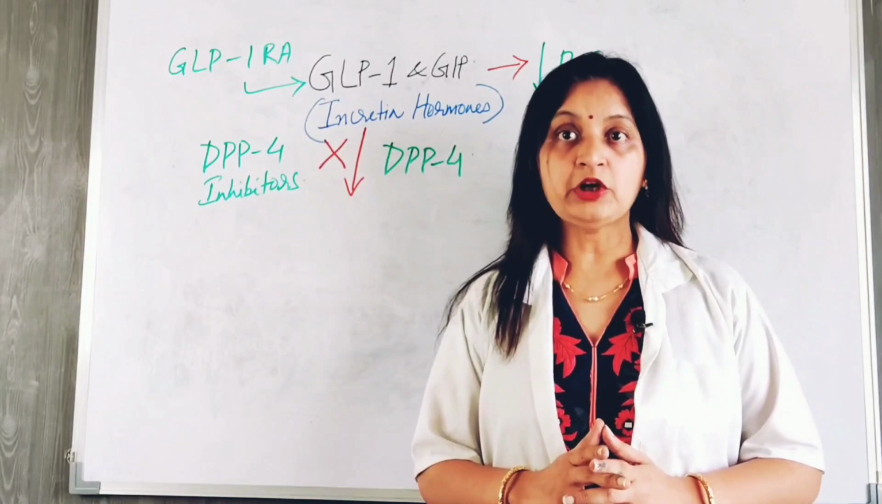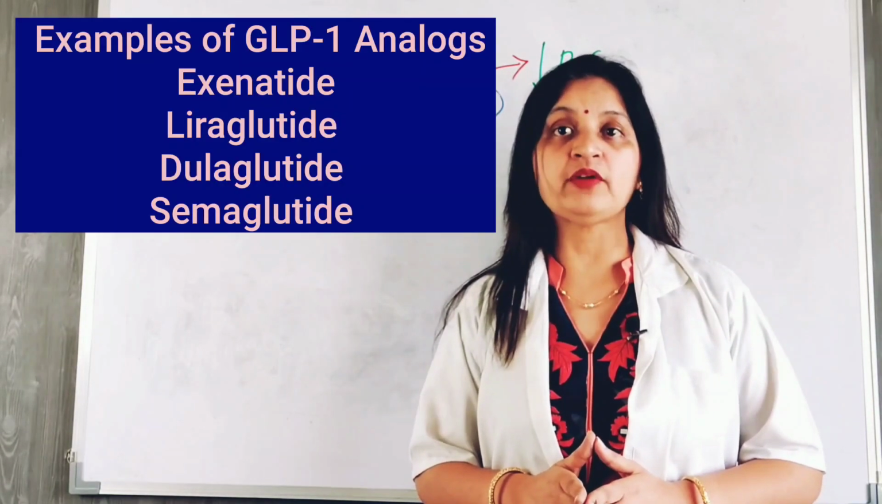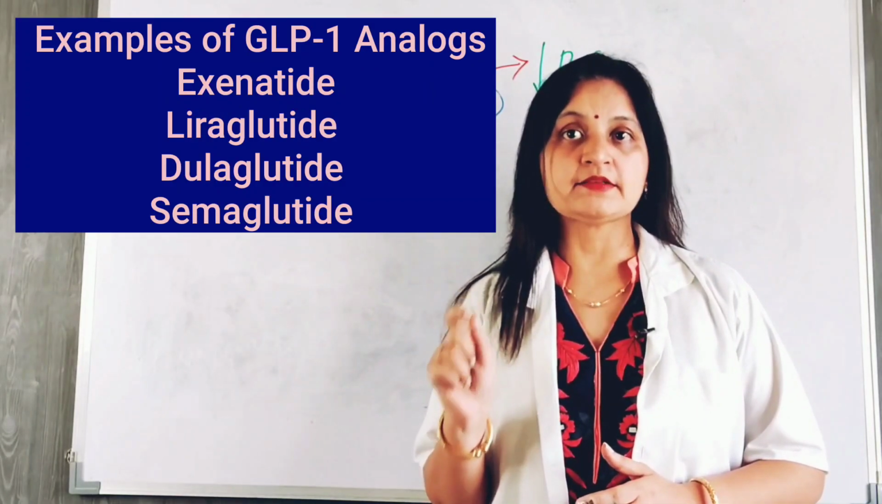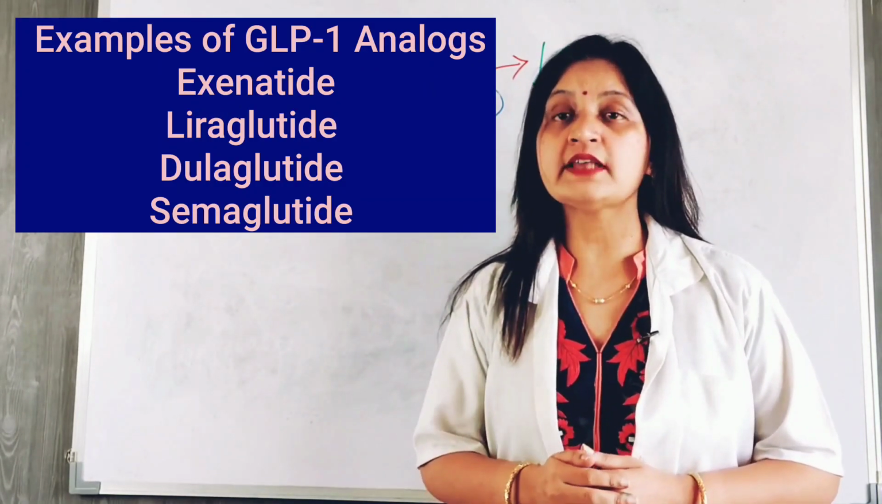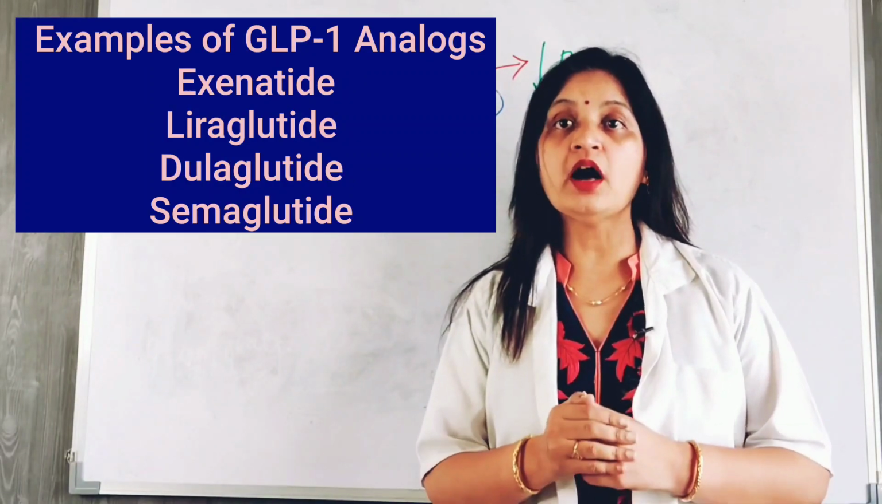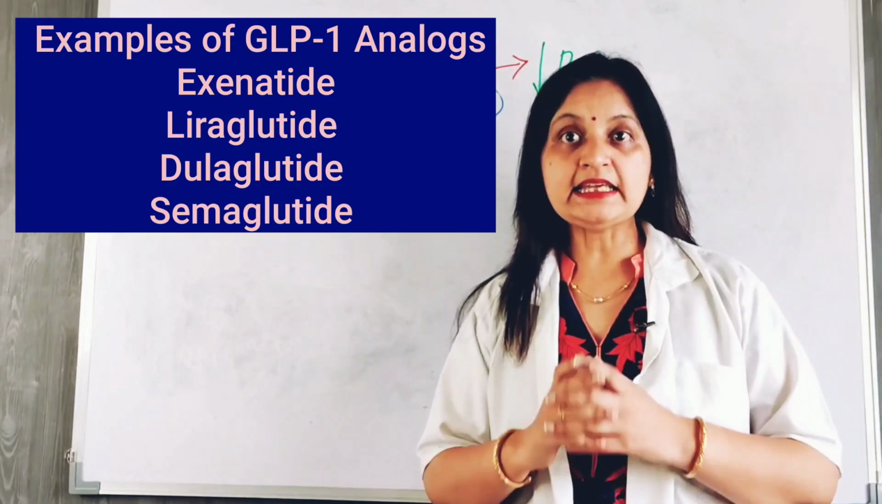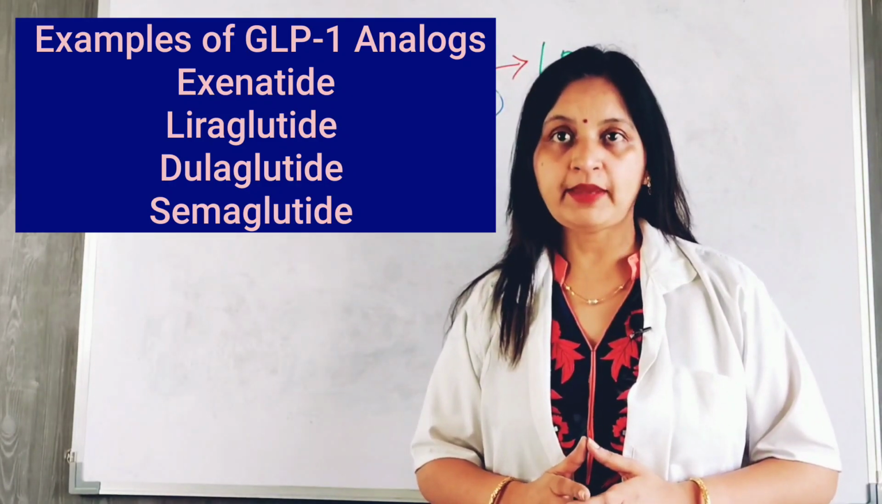So GLP-1 analogs represent a class of anti-diabetic medications that are used for the treatment of type 2 diabetes mellitus. Examples of drugs that belong to this class are exenatide, liraglutide, dulaglutide and semaglutide. So how do these drugs act? These drugs act through the incretin mechanism.